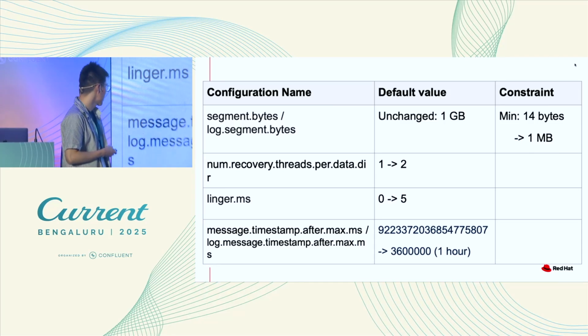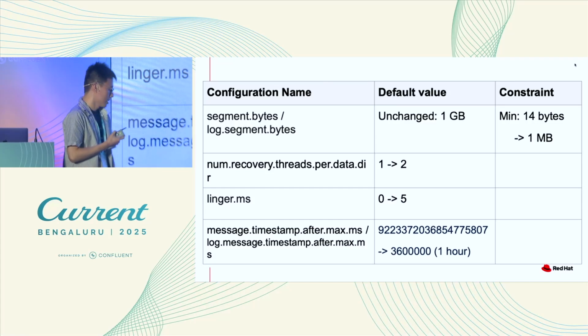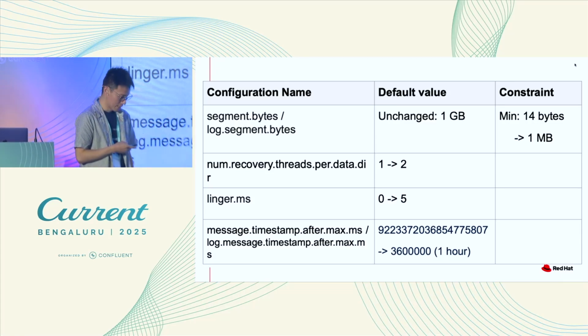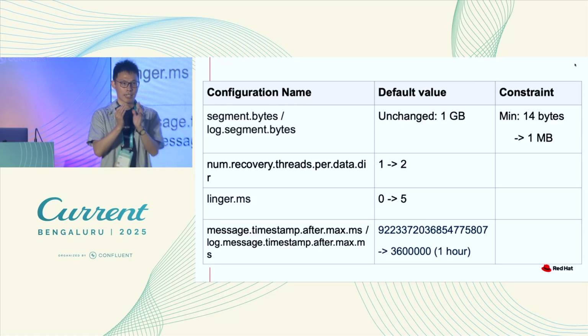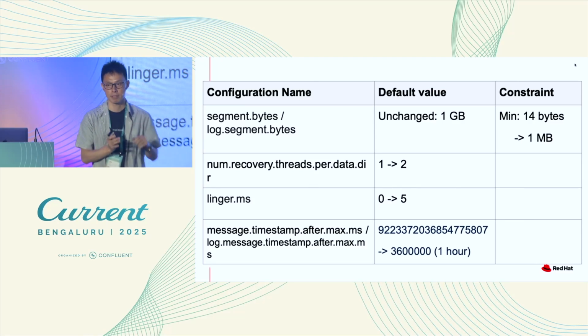Finally, log message timestamp after max MS. It's a little hard to understand what it means. It basically means the timestamp the broker can accept from the producer. So let's take an example.